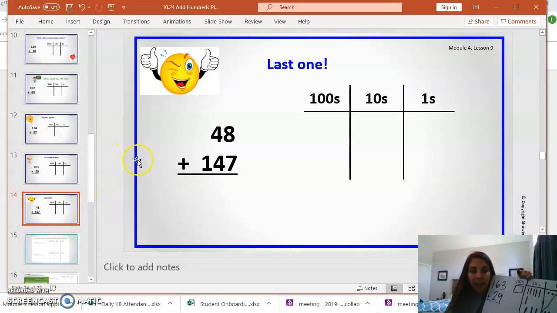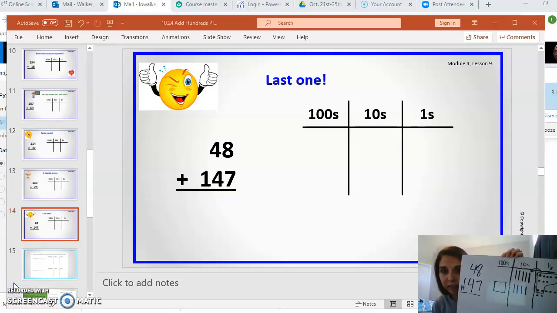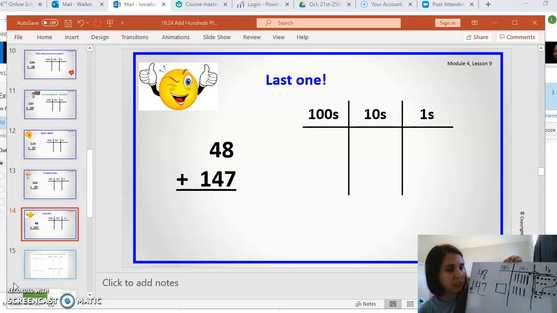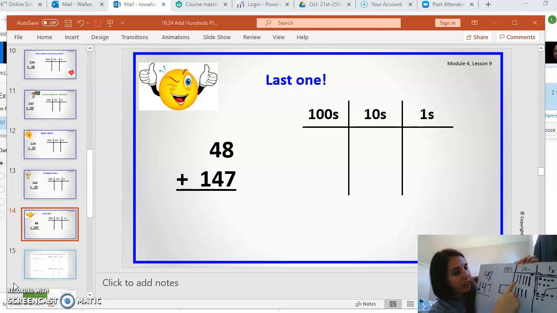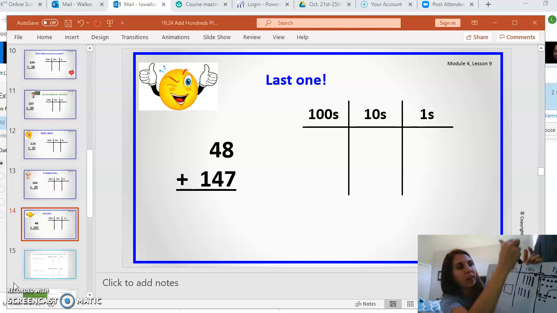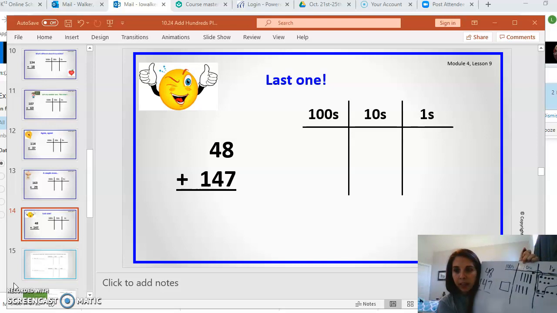All right, now, last one. I want you to try this one out now. I've written my problem out. 48 plus 147. This time we have 48 right here, so I have 4 tens and 8 ones. Then I have 147. I started solving the problem, not thinking, oh, I need to do this while on the camera.